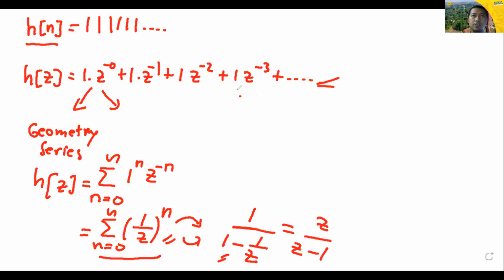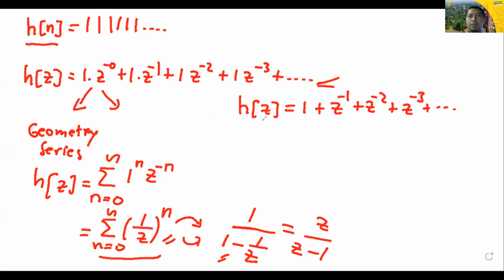So here H(z) is equal to 1 plus z to the power of minus 1, plus z to the minus 2, plus z to the minus 3, and so on. And if we express it like this, for example z to the minus 1, it will be equal to something like this, right?